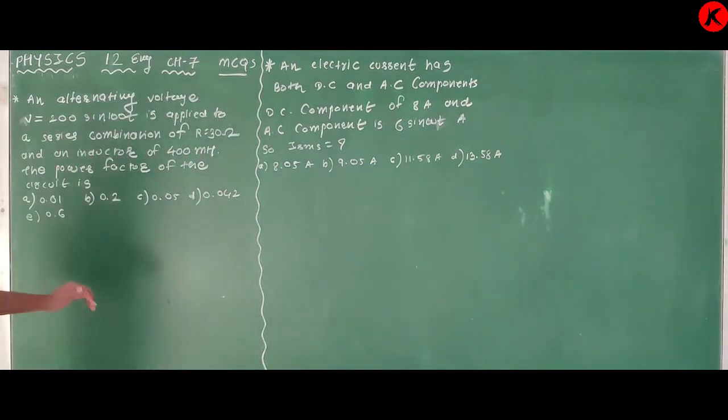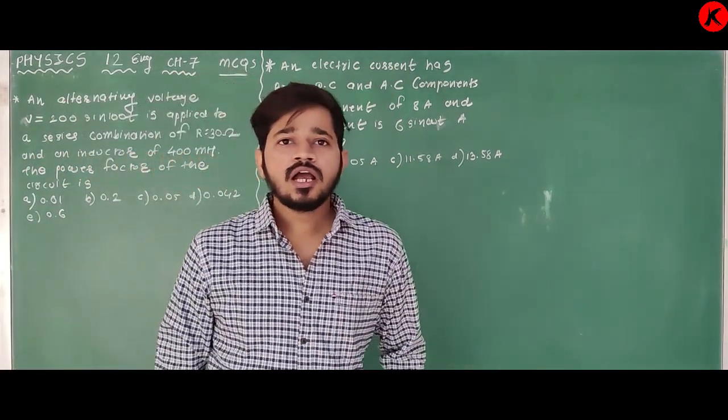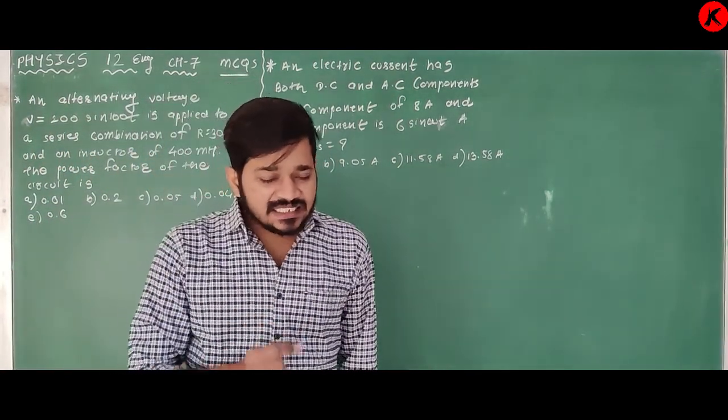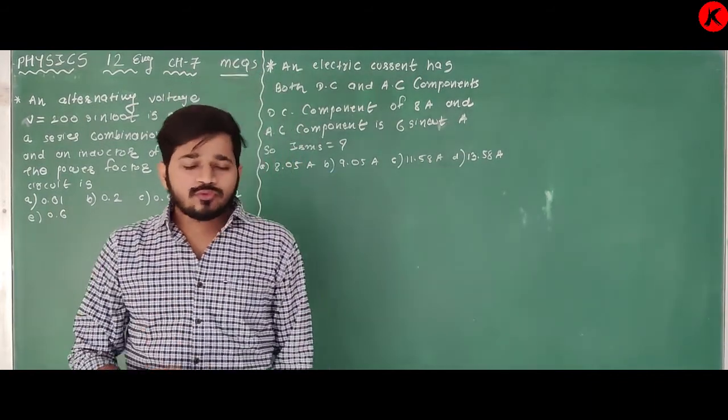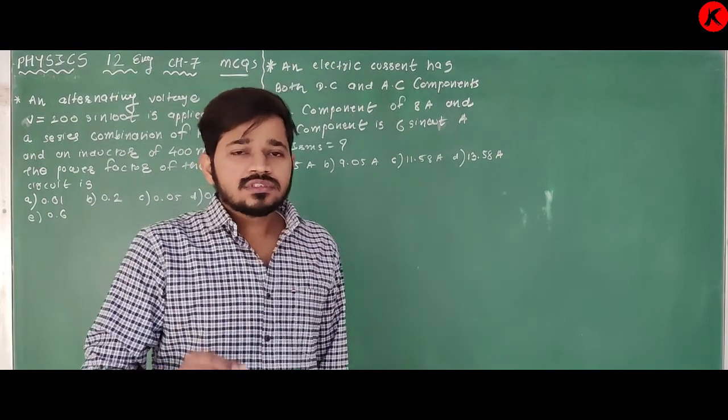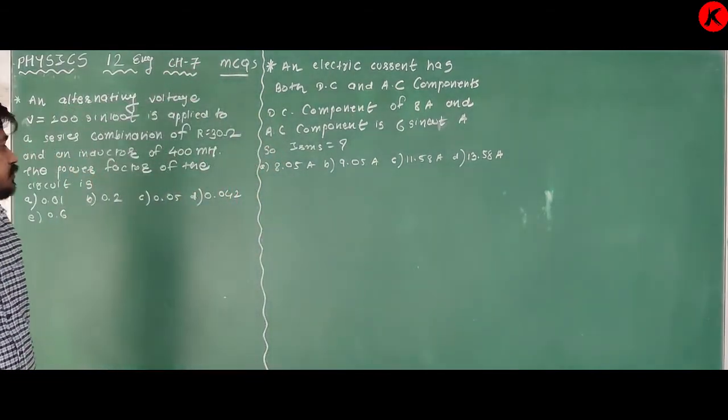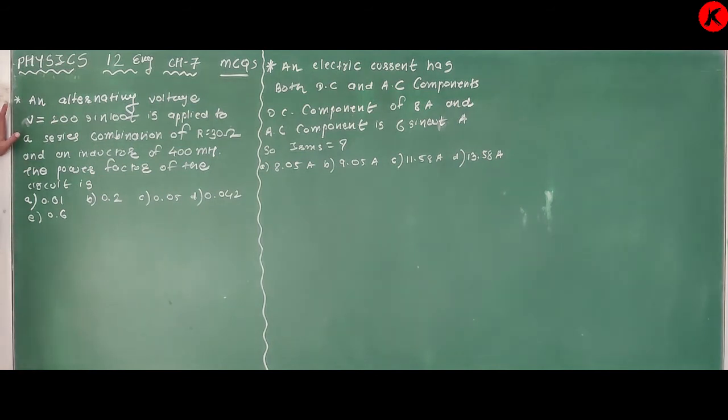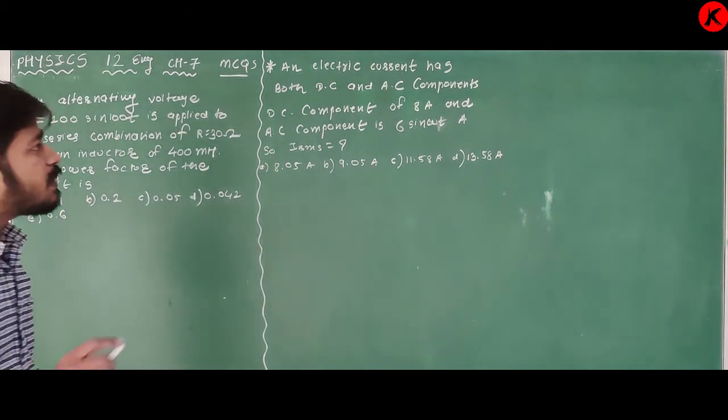See, the first question is based on power. Power in AC circuit, what is its equation? What is power factor? That we will understand with the help of one question. See, here it is. An alternating voltage V is equal to 200 sin 100t is applied to a series combination of R is equal to 30 ohm and an inductor of 400 millihenry. The power factor of the circuit is. Now, first question: sir, what is power factor?